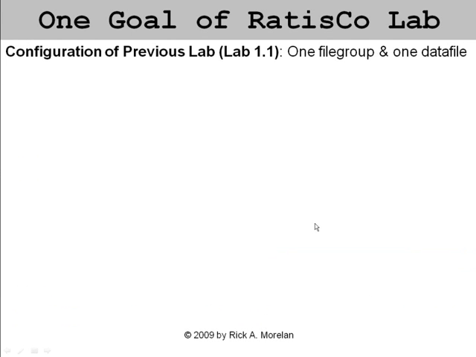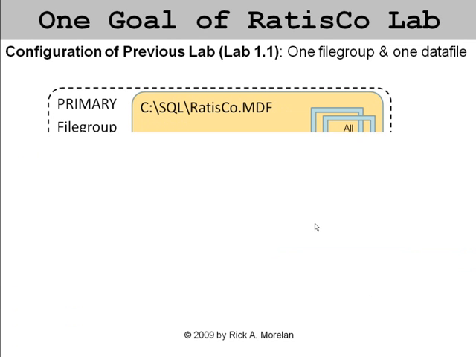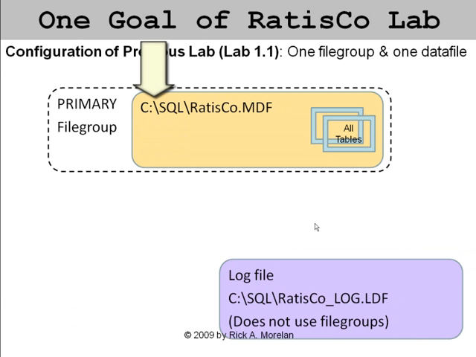When you completed Lab 1.1, you created one data file called radisco.mdf, and that was in the SQL folder of the C drive. Now, since we didn't specify any file groups, it threw it in the primary file group for us. We also created a log file in the C:/SQL folder in the radisco_log.ldf file. Now, that was not part of a file group because logs do not participate in file groups.